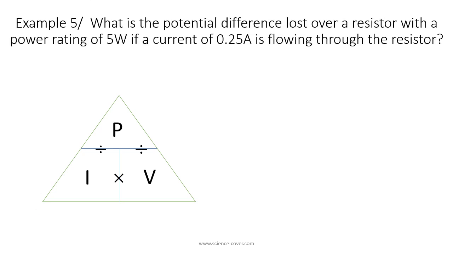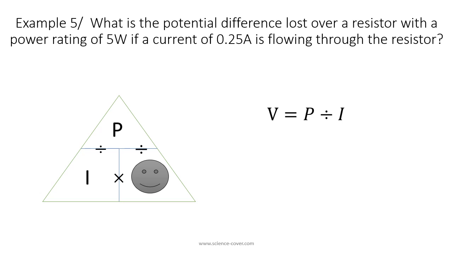Let's look at another example. What is the potential difference lost over a resistor with a power rating of 5 watts if a current of 0.2 amps is flowing? So this time we're after potential difference or voltage. So that leaves us power divided by current. So we can do V is P divided by I.